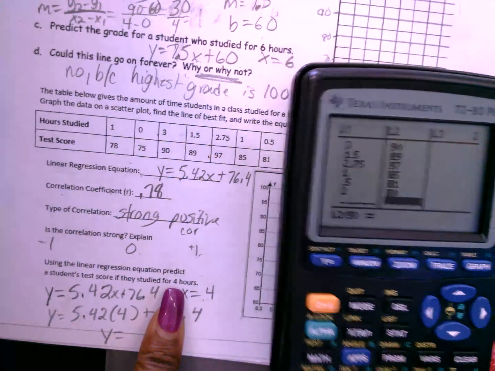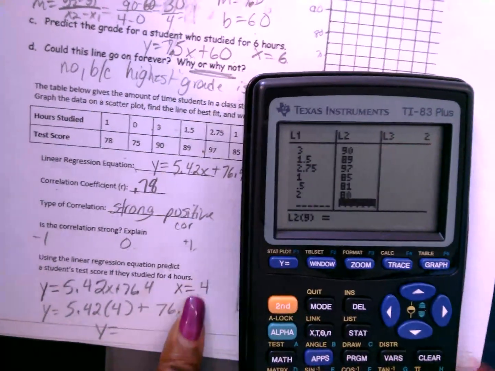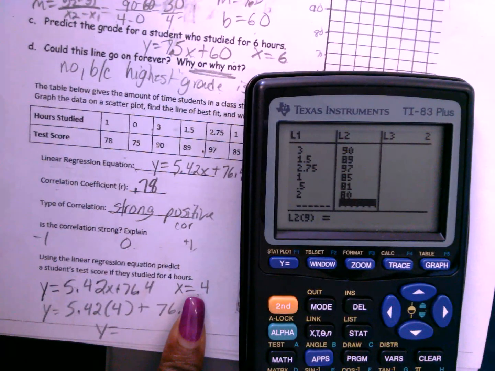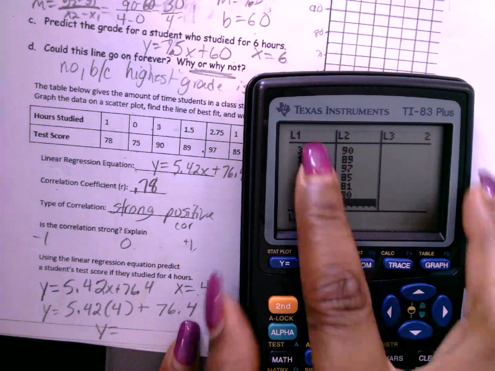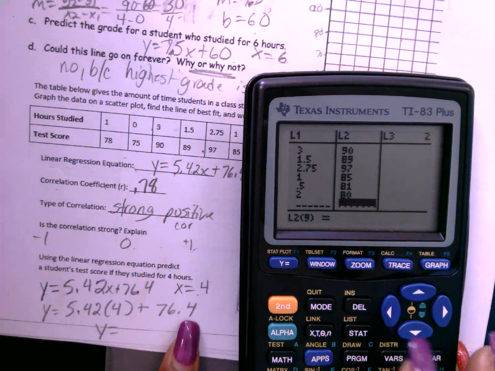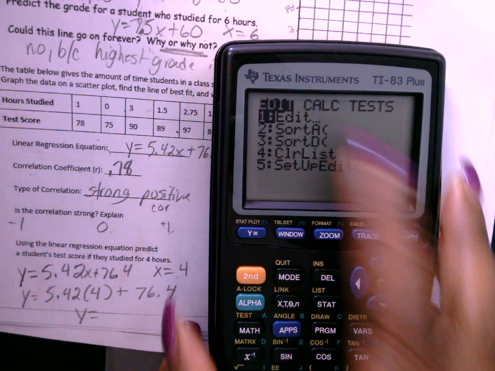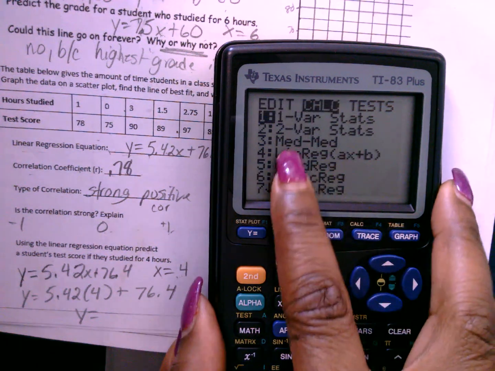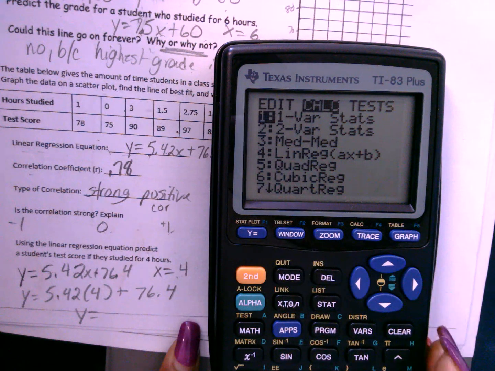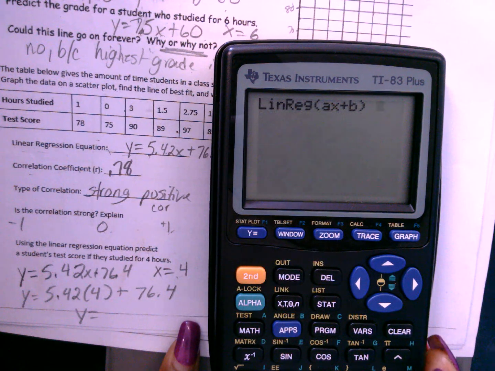Let me know when you have it typed in. Okay. So after you type the ordered pairs in, now you're going to go back to stat, then go over to calc and do LinReg number 4. Does that make sense? And then press enter.